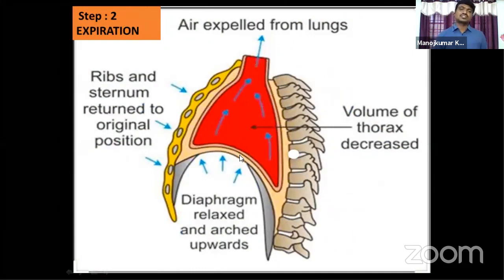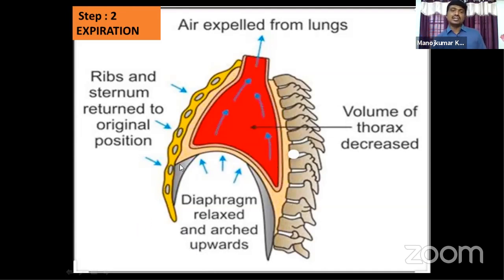Now the next step of breathing is expiration. So during expiration, what happens? Expiration or exhalation: here the air is expelled out of the lungs. During this expiration, the relaxation of the muscles takes place. Both the diaphragm and the external intercostal muscles relax. So there is no energy consumption. This is definitely a passive process. So expiration occurs passively.